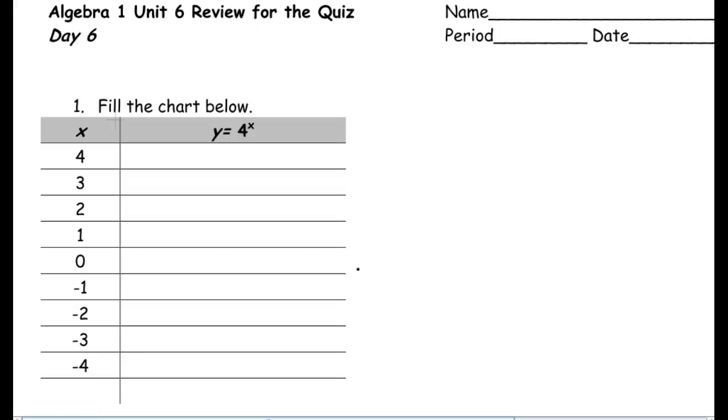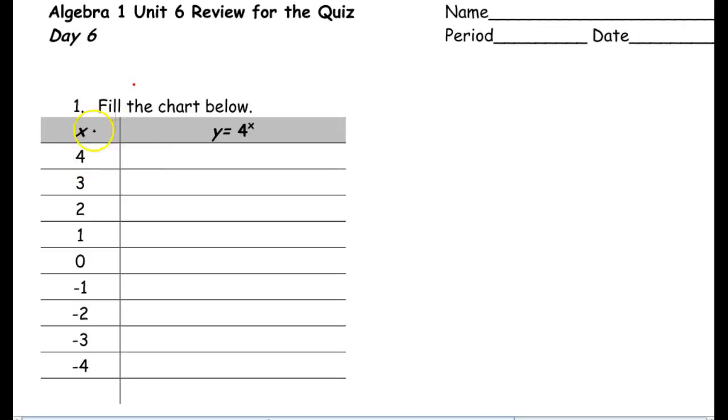Hi, this is Mr. Hodgen, and this is the Unit 6 review for the quiz. So I'm going to go through each problem. Just make sure you can do all this on your own before you take the quiz. So here we go. Let's fill out this basic t-chart.